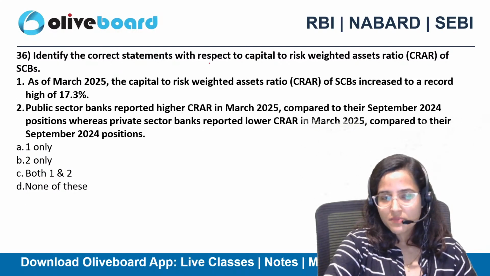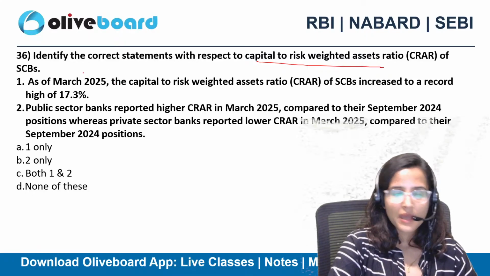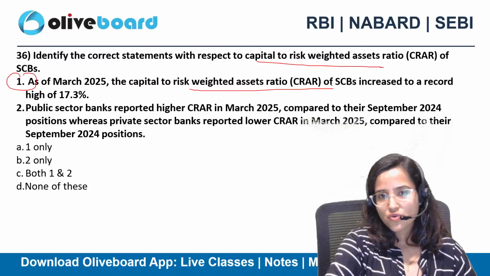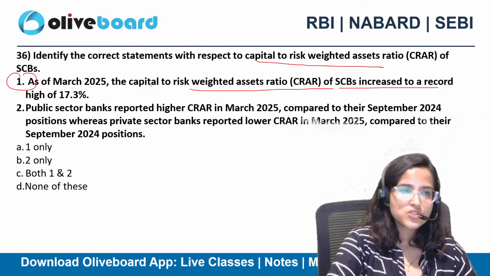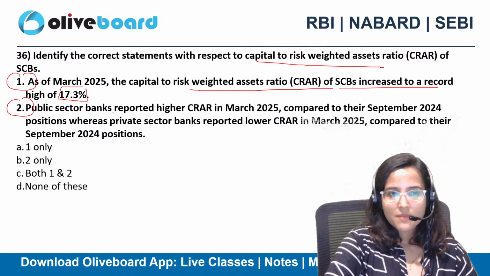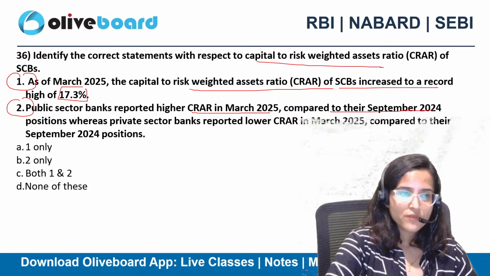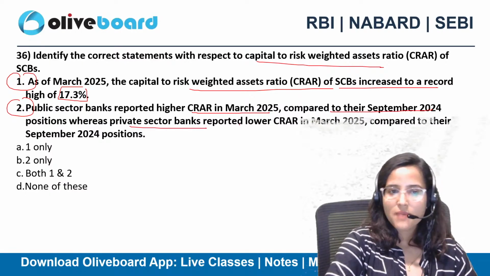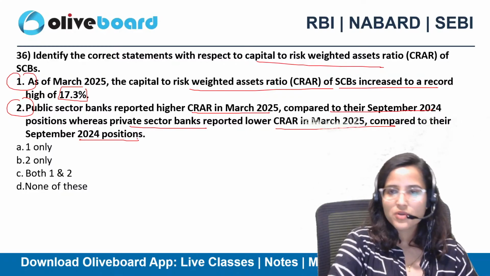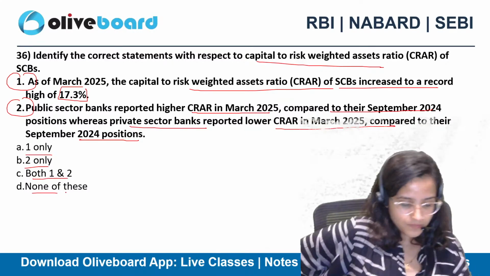Identify the correct statements with respect to capital to risk weighted assets ratio of scheduled commercial banks. Firstly, as of March 2025, the capital to risk weighted assets ratio of scheduled commercial banks increased to a record high of 17.3%. Public sector banks reported higher CRAR in March 25 compared to their September 2024 positions, whereas private sector banks reported lower CRAR in March 25 compared to their September 2024 positions. One only, two only, both one and two, or none of these?